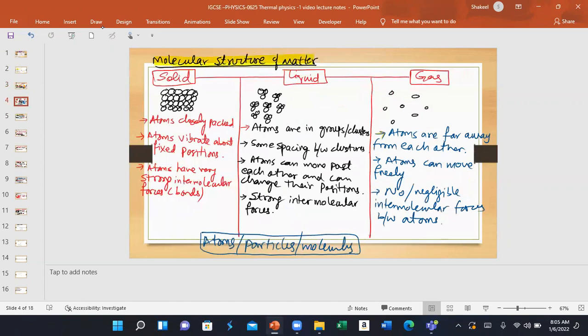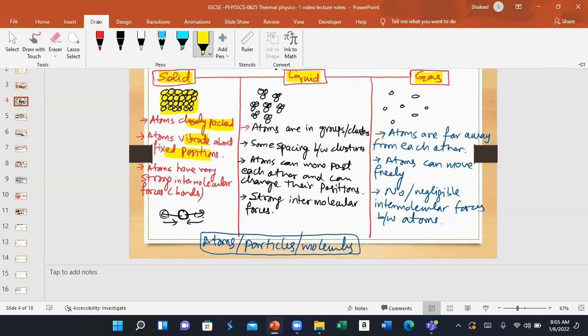Okay, then we have to look at the molecular structure of matter in terms of atoms in solid, liquid, and gas. As you can see, in a solid, the atoms are jam-packed. They are very closely packed. The atoms only vibrate about their fixed positions. They cannot leave their position. They just stay in their position and keep on vibrating. It means that if this is a solid atom, it can just vibrate to and fro like this. It cannot change its position permanently.